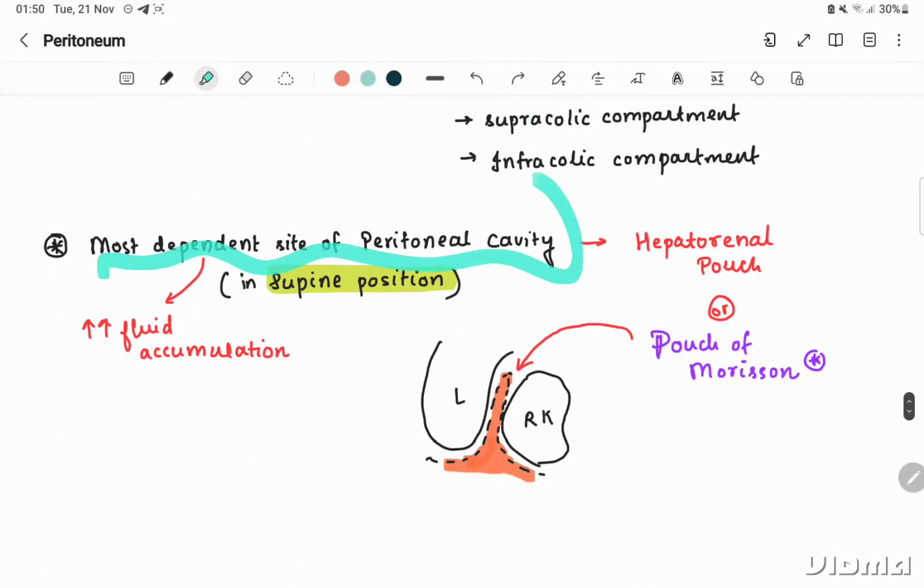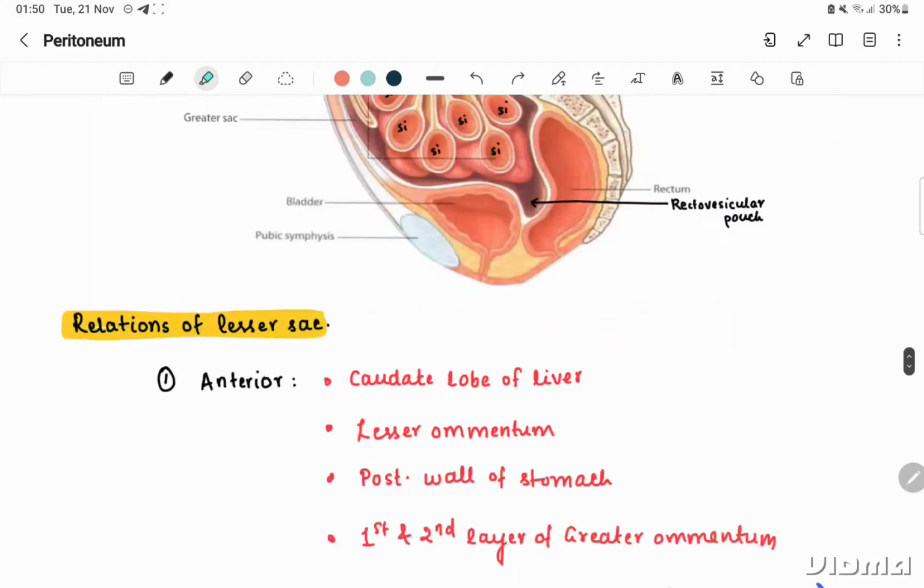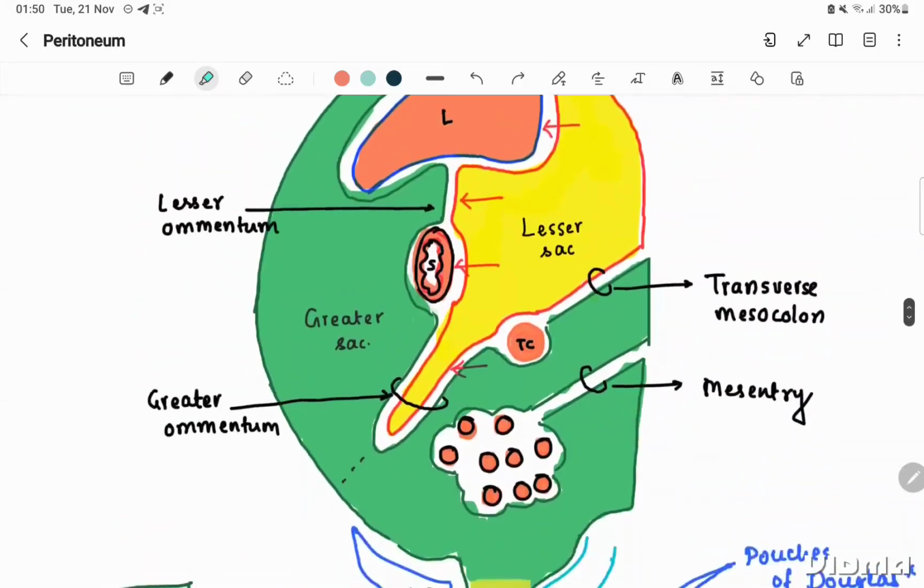The most dependent site of the peritoneal cavity is the hepatorenal pouch. It is the most dependent site in supine position, not in prone position. It is called the pouch of Morison. You can see the liver and the right kidney.